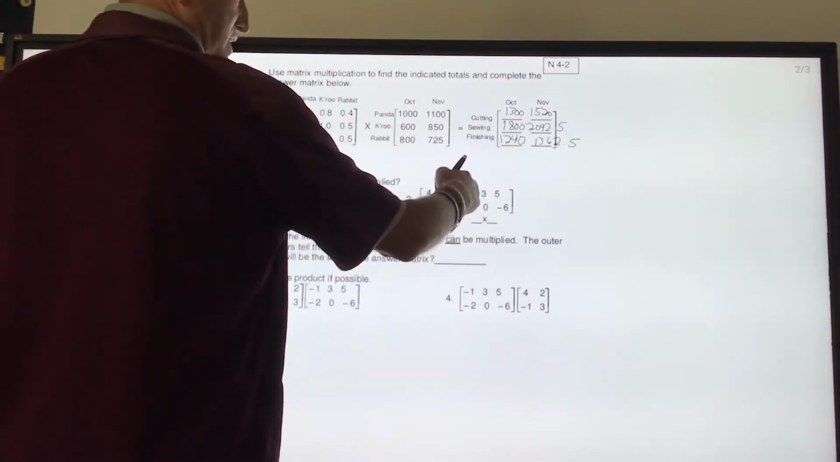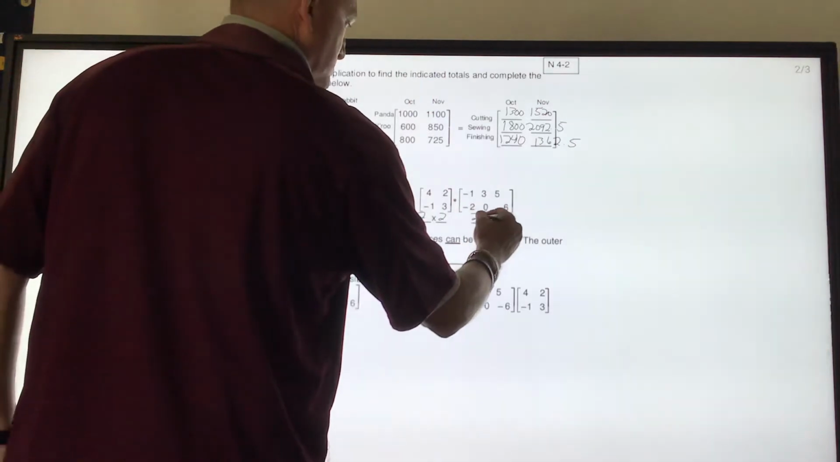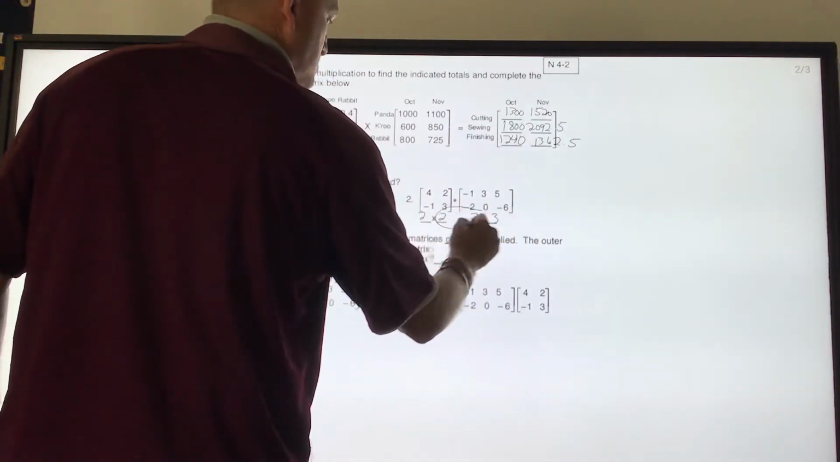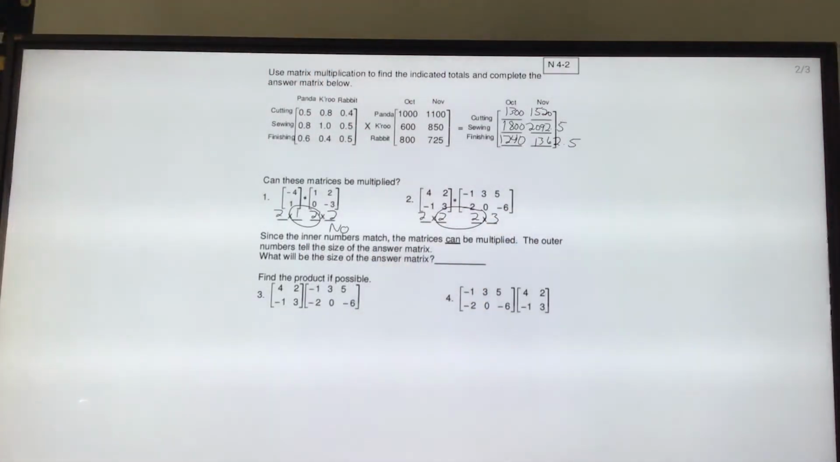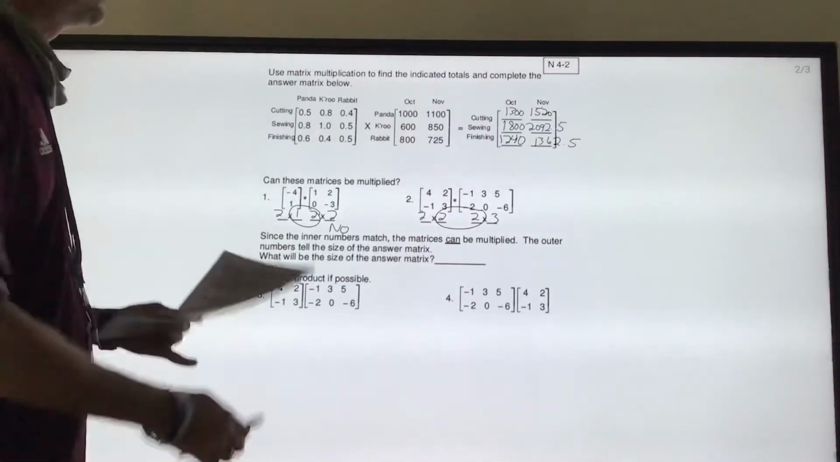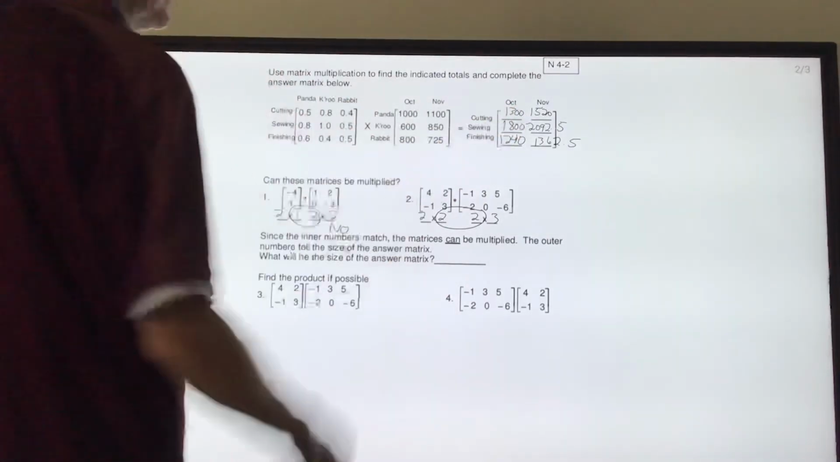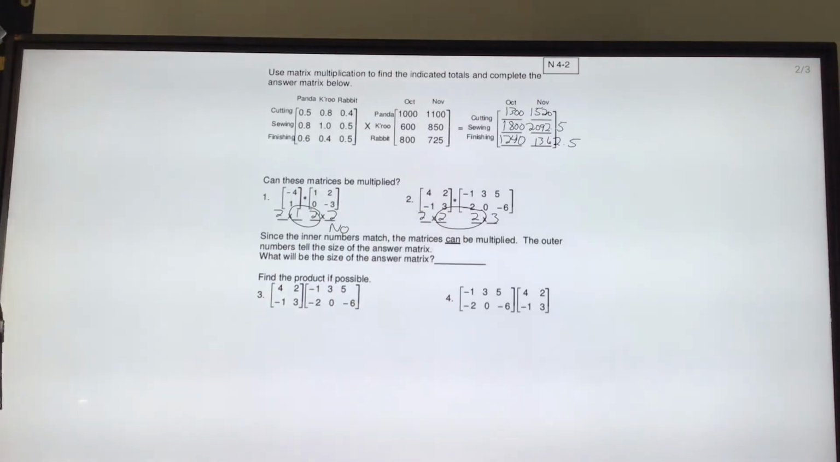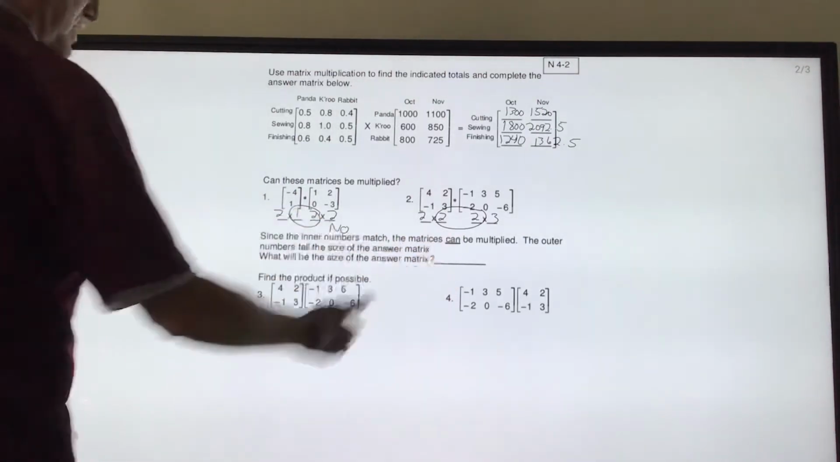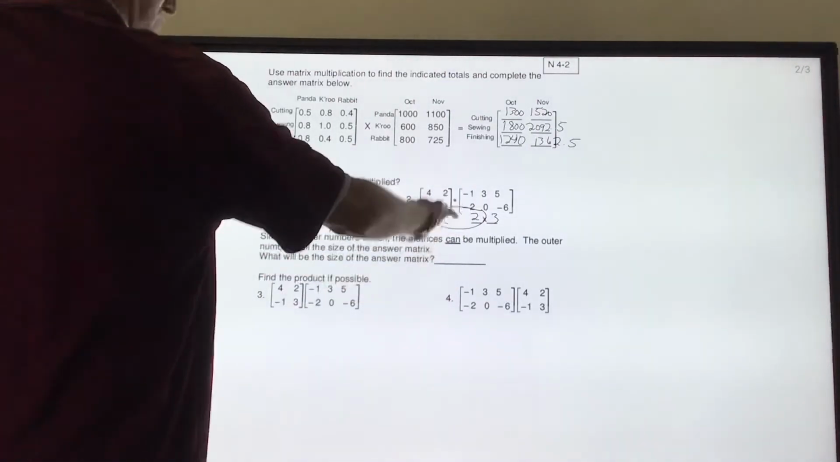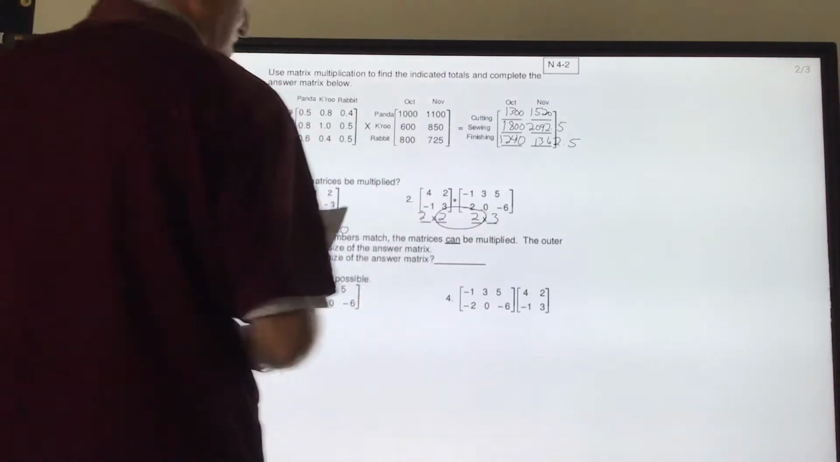This one here is a 2 by 3 matrix. I looked at the two inside numbers, and they are both the same. So that one I could actually perform these operations that I performed up here of multiplication. So we're going to find these. Oh, so what would this one come out to? Because it is a yes.